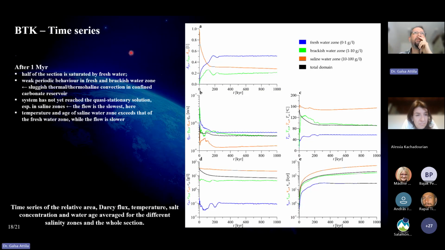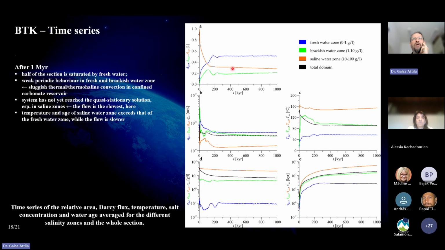And now about the time series. The time series of the relative area, the Darcy flux, the temperature, the salt concentration, and the water age of different salinity zones illustrate that the system reaches its quasi-stationary state after about 300 kiloyear, apart from the saline water zone where the flow is the slowest.